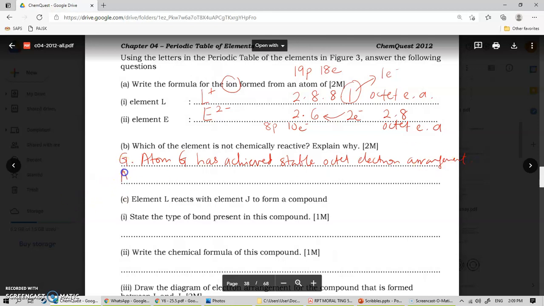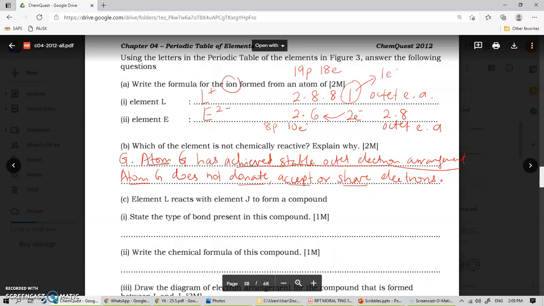Okay, so atom G does not donate, accept, or share electrons. So these are all keywords. The word atom must be there. And these keywords: achieved stable octet electron arrangement. These are all keywords that you must write in your answer. And does not donate, accept, or share electrons must be there.